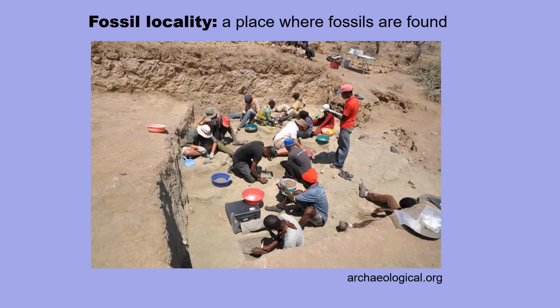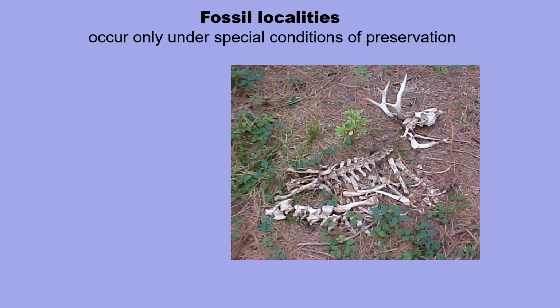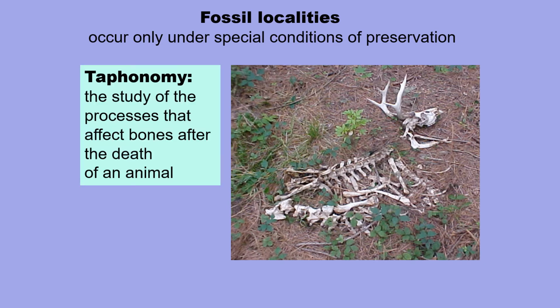A fossil locality is a place where fossils are found. Fossil localities occur only under special conditions of preservation. And taphonomy, the study of the processes that affect bones after the death of an animal, helps us figure out the conditions under which an animal skeleton, for example, might become fossilized. This deer skeleton lying on the surface of the ground is not likely to be fossilized.